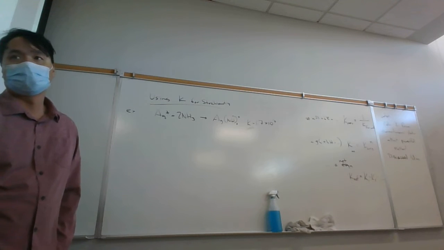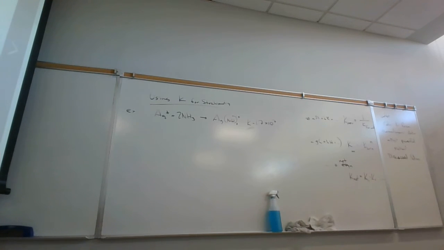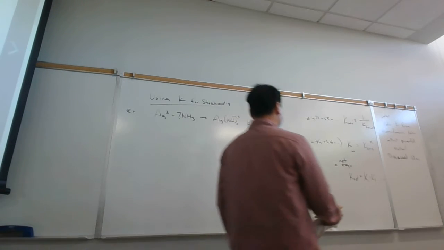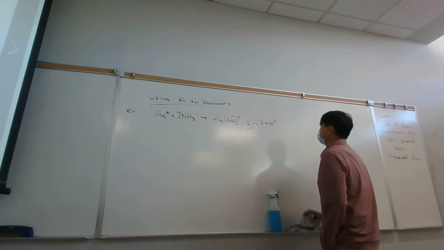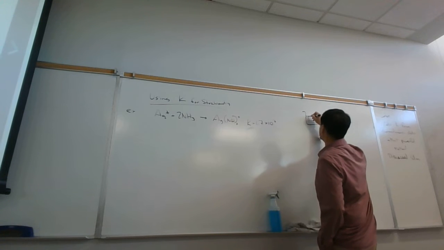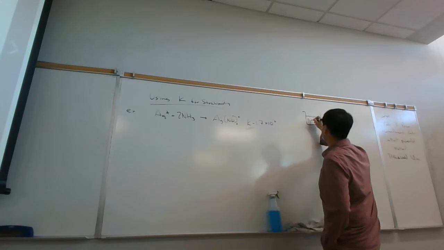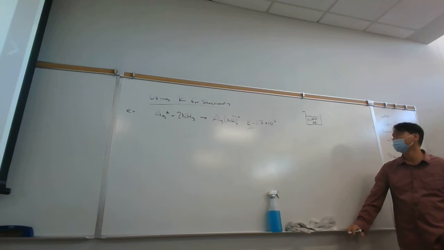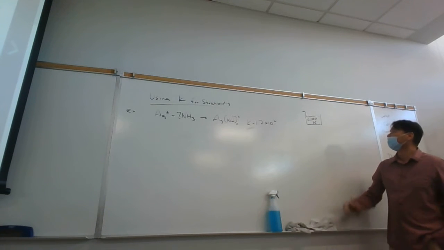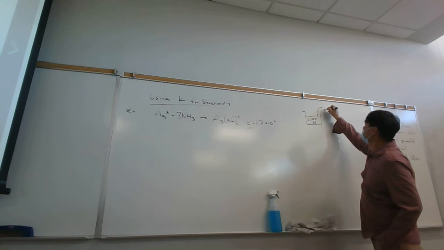Wait, say KC and KF are the same. Yeah, for these equations, it's the same. So for this one, what we're going to do is take some silver ion. Let's say I have 0.100 molar Ag+. I'll give you silver nitrate or some silver ion source: silver acetate, silver nitrate, silver chlorate, or something like that.